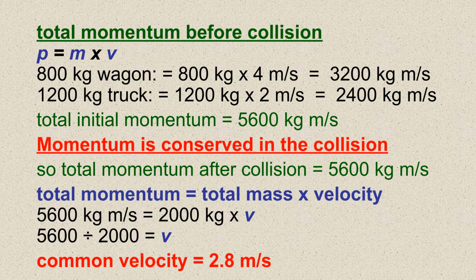The total momentum before the collision is 800 kilograms times 4 meters per second plus 1,200 kilograms times 2 meters per second, totaling 5,600 kilogram meters per second. As momentum is conserved, this is also the momentum after. The common velocity is calculated as 5,600 kilogram meters per second divided by the total mass of 2,000 kilograms, which equals 2.8 meters per second.